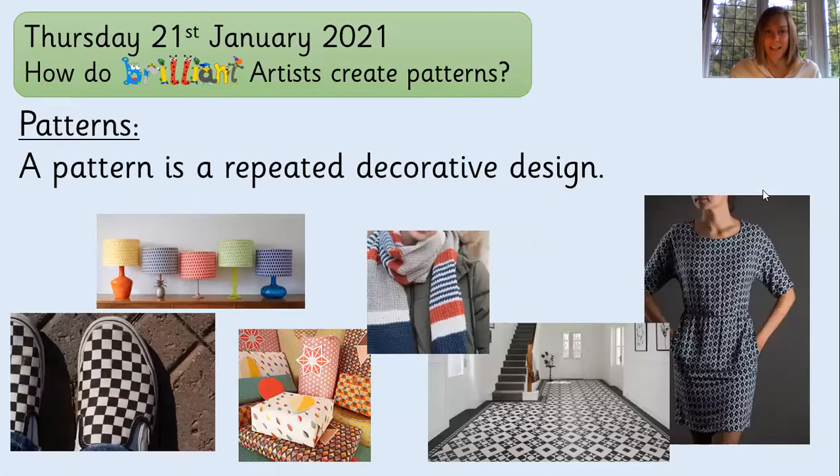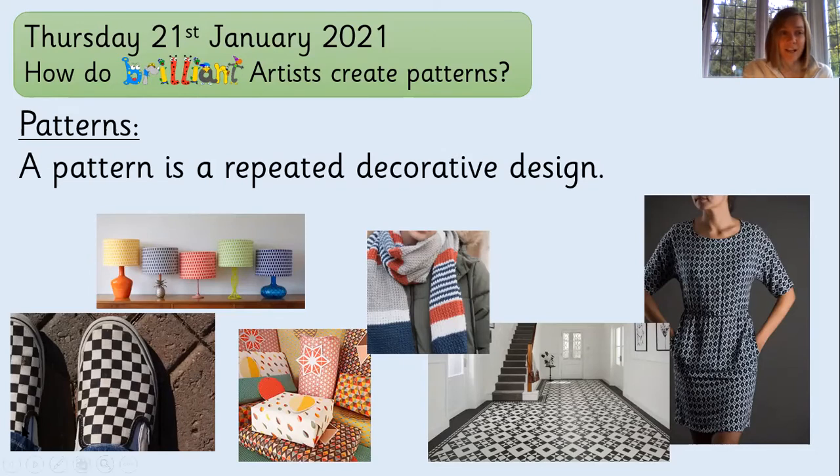So let's get started, because we know that Andy Goldsworthy is a sculptor and he has created many, many different pieces of artwork and he has used pattern. But what is pattern? A pattern is a repeated decorative design. So decorative means like a decoration. So it's a repeated design, it's a repeated decoration. A bit like my top that I'm wearing today, it's stripy and it repeats itself all the way down my jumper. Now let's have a look at some of these patterns that we've got on our screen.